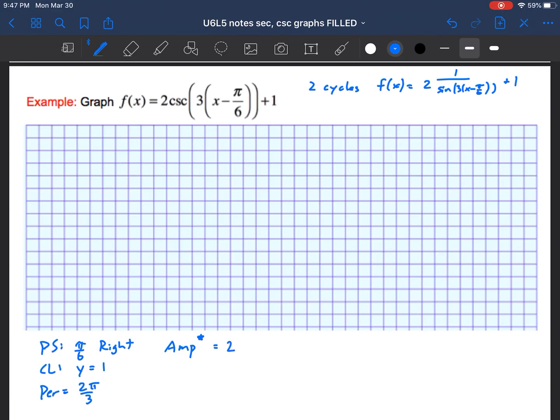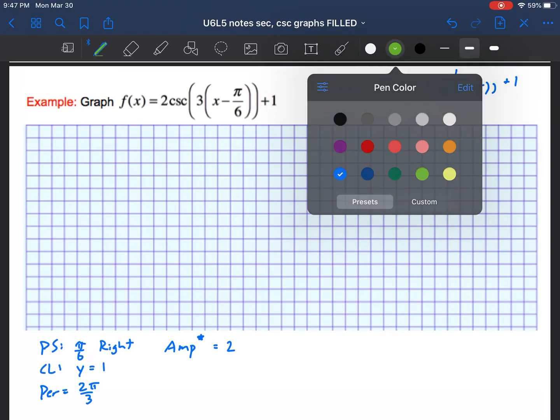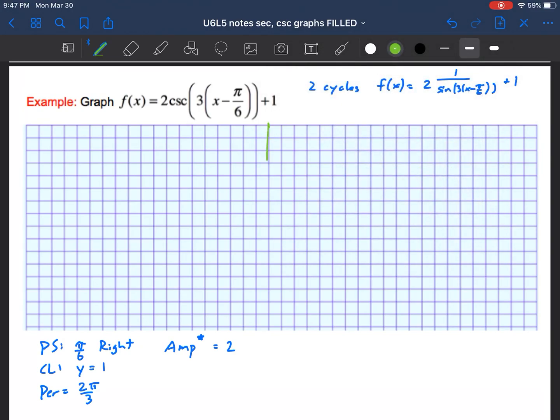All right? Let's make some axes. I'm going to make them in green. And I should be careful. I'm not going to make axes, I'm going to make the center line and the phase shift. So this is the line x equals pi over 6, and this is the line y equals 1.